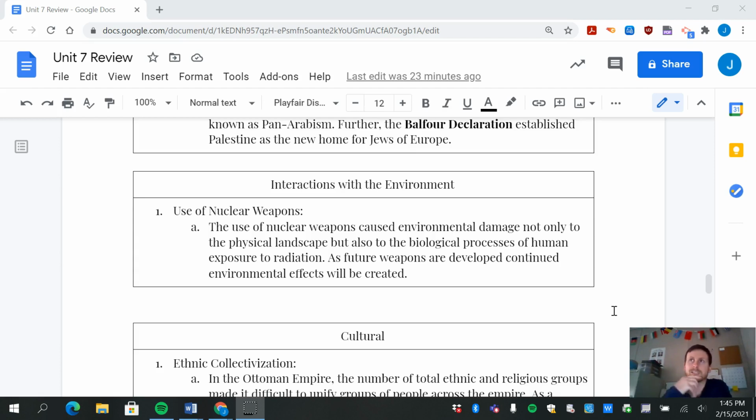Again, kind of emphasizing that it's not just a landscape change, but it's a biological change that's happening here as well.